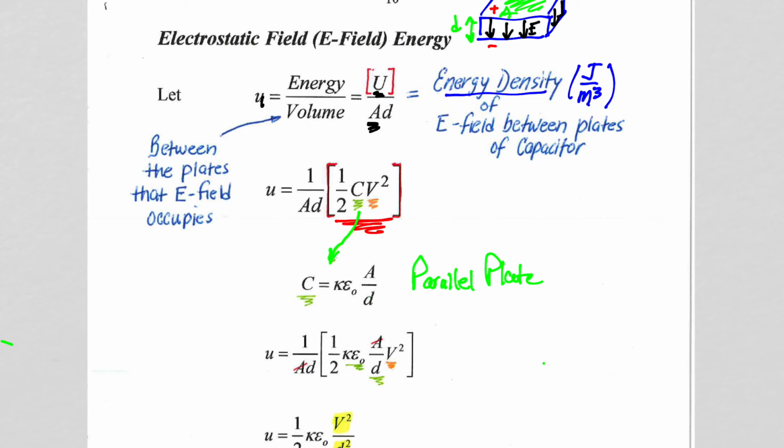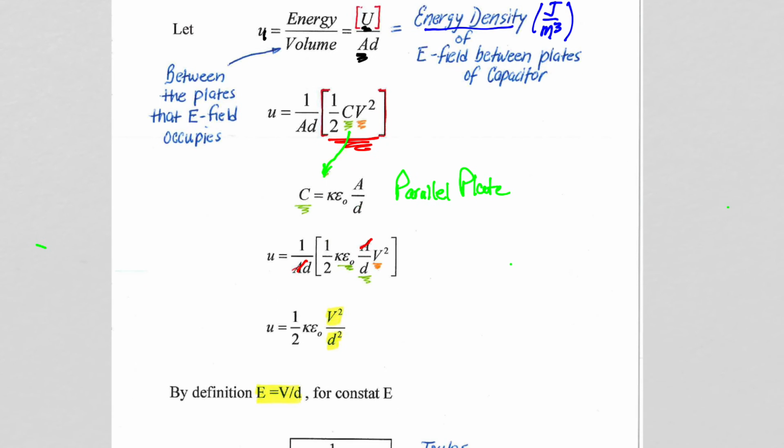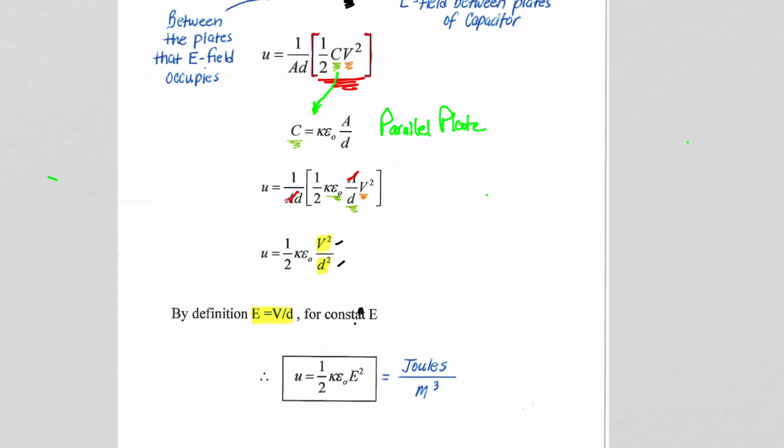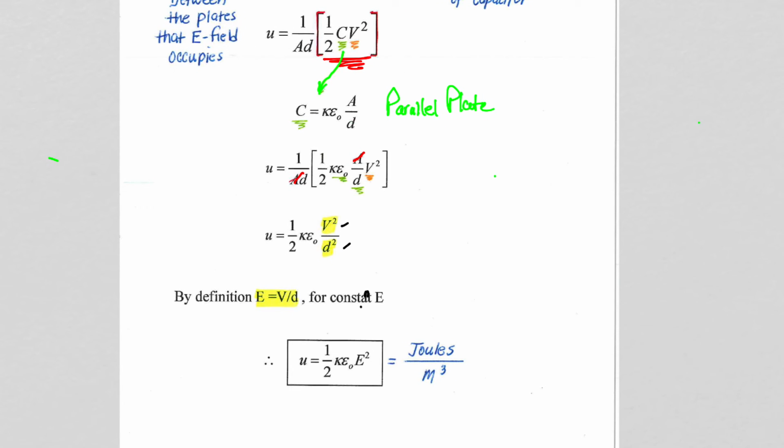So our area, as it shows here, cancels out, and we are left with a very convenient, as it shows highlighted here, V squared over D squared. We know voltage equals ED, and there should be an N here for constant E. So E equals V on D. So we see that conceptually the V on D gives us electric field, and there we have our final result here at the bottom, that the energy density for the parallel plate is 1/2 kappa epsilon naught electric field value squared, and that is our joules per meter cubed.